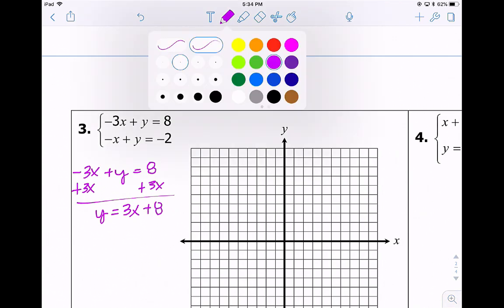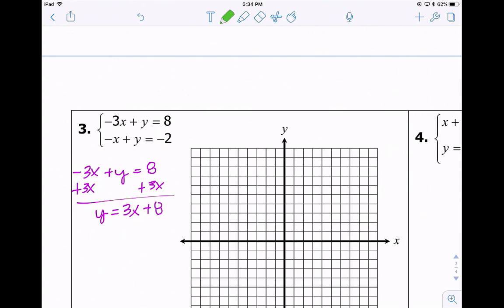All right, and then I would go ahead and do the other one. It is negative x plus y equals negative 2. Same thing, I would add x. So we get y equals x minus 2. We don't have a coefficient in front of either of these y's, so we didn't have to divide, but normally our last step would be here to divide. In this case, we didn't need to because we don't have a coefficient, so we can just graph.